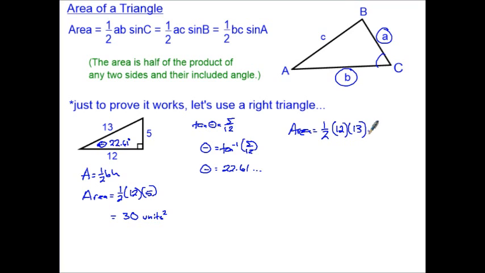But I do need to use sine. Okay, I know I used tangent there, but who cares? The formula has sine in it, so I've got to keep using sine of that 22.61 icky decimal that I just had. And again, typing that in your calculator, believe it or not, gives you a nice clean 30 out of it. So again, it's still 30 square units.